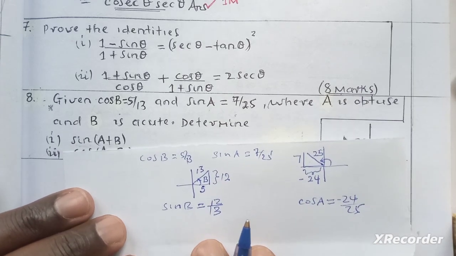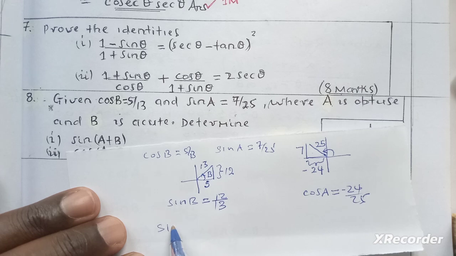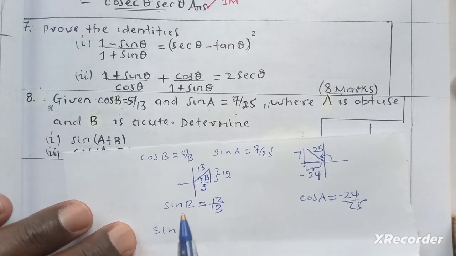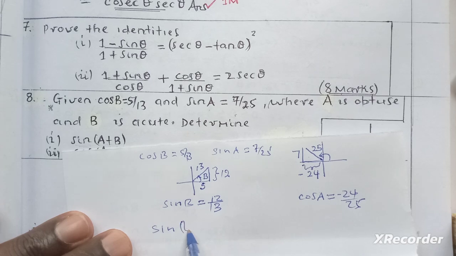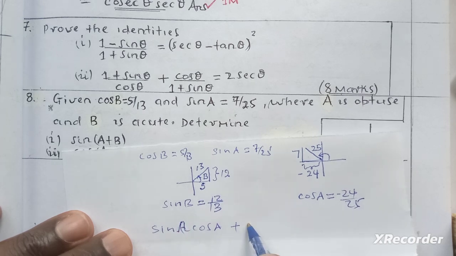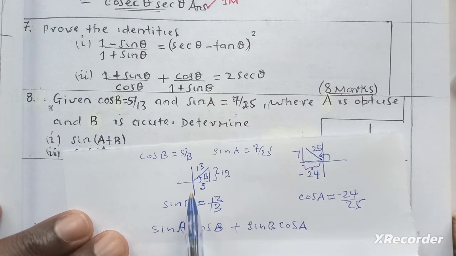And the question we ask is sine A plus B. So here we will have to expand sine A plus B. This one will give us sine A cos B plus sine B cos A. And then we can now pick them from here.